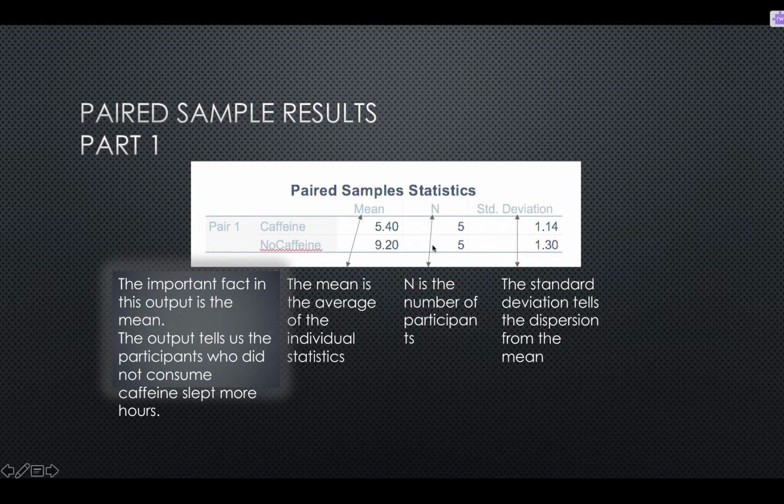When we get to the point of drawing conclusions, we are actually looking at the difference in the means. I use this example because there's a good disparity between the two. So 9.20 for no caffeine and 5.40 for caffeine. So we can immediately draw a relative conclusion of what? That the participants who drank no caffeine had more hours slept than those that drank caffeine.